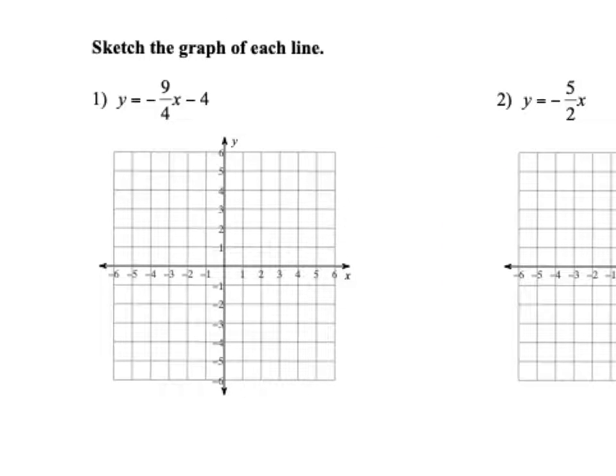So let's try this out. Our first line is y equals negative 9 over 4x minus 4. b is that last number by itself, which is negative 4. So we're going to begin at the point 0, negative 4. And please write this out on your assignment when you do this today. So 0, negative 4 is right here.